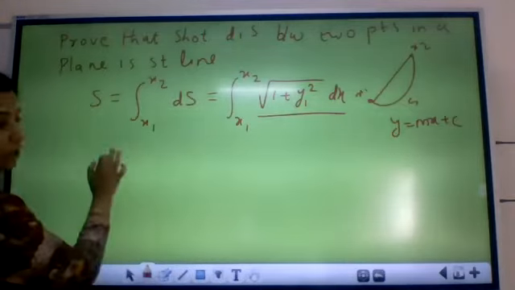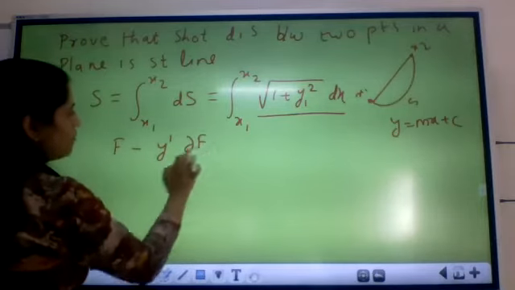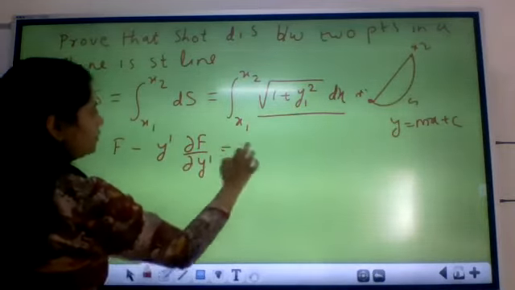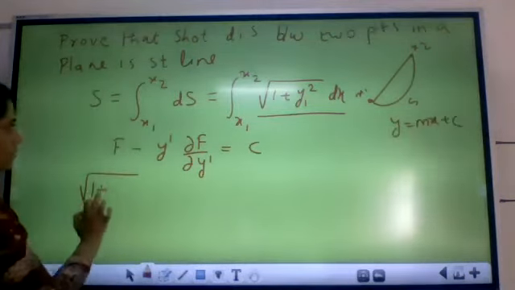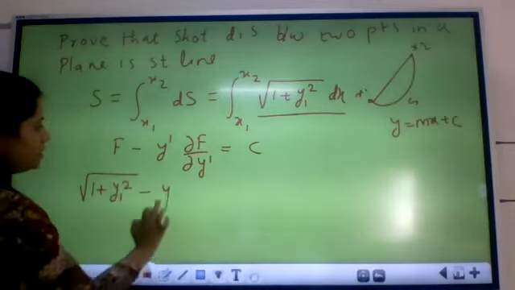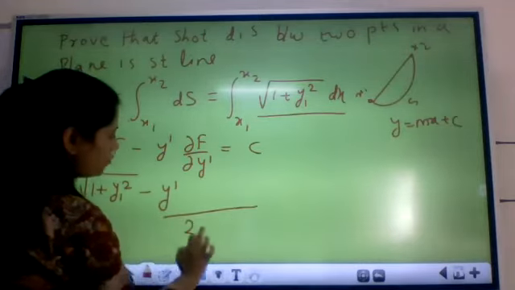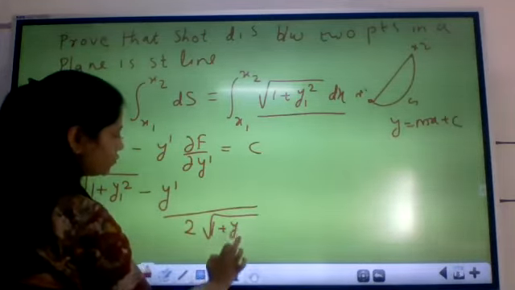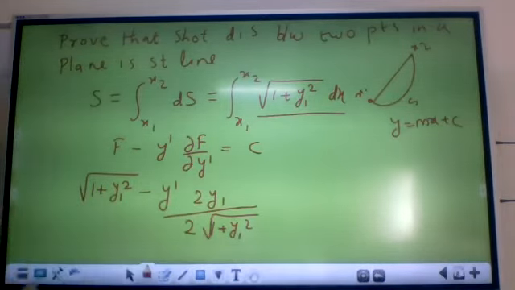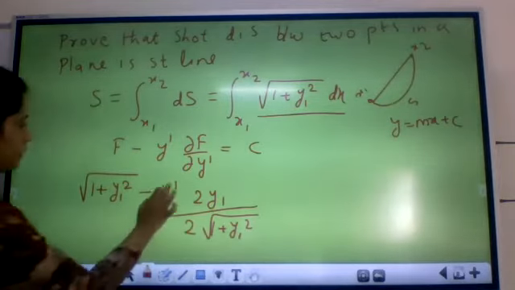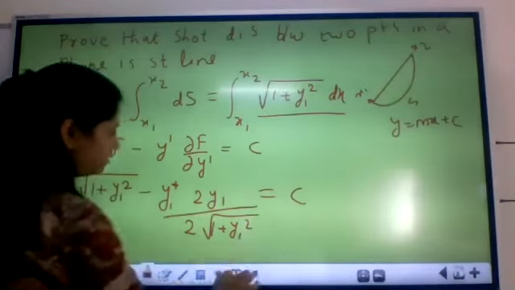What is my Euler's equation now? It is f minus y dash del f upon del y dash is equal to some constant. So let us put the values. F means under root 1 plus y1 square, minus y dash. Del f by del y dash is what? 1 upon 2 under root 1 plus y1 square, and then 2y1. y1 and y dash are the same thing. This is equal to a constant.